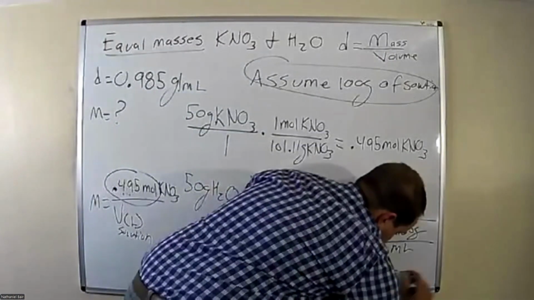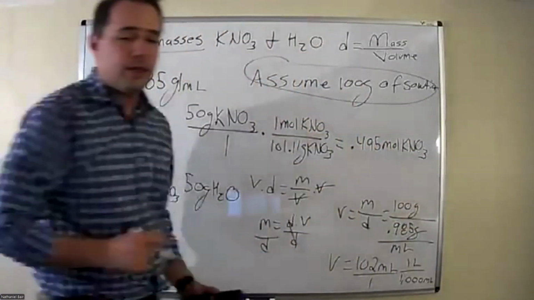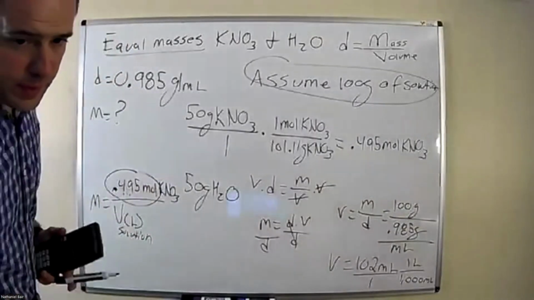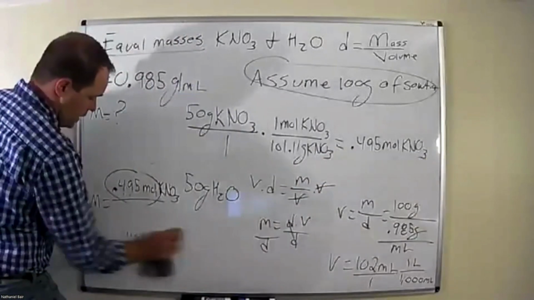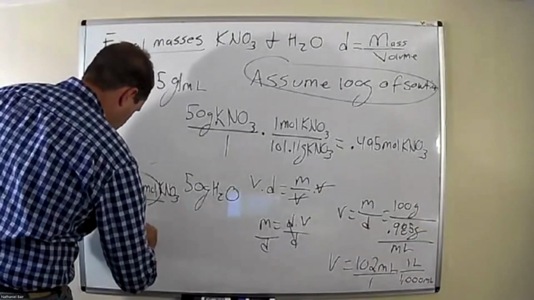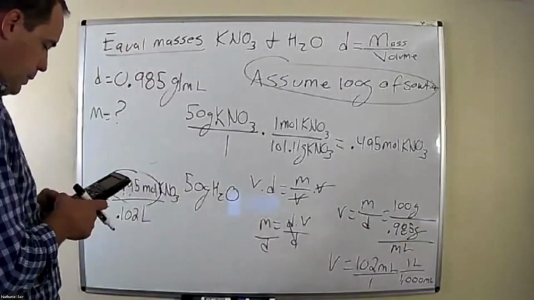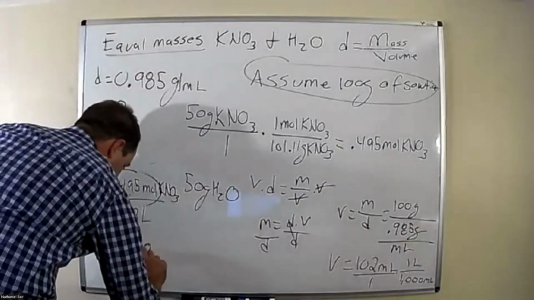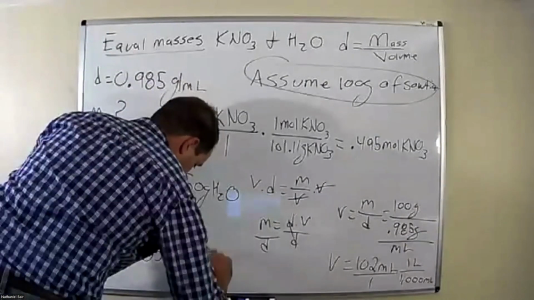How do you go from milliliters to liters? There are 1,000 milliliters in a liter. That's 0.102 liters. So now we can finally plug this in. We got our numerator, 0.495 moles of solute. And now our denominator is 0.102 liters. So 0.495 divided by 0.102, that's a molarity of 4.85 molar potassium nitrate.